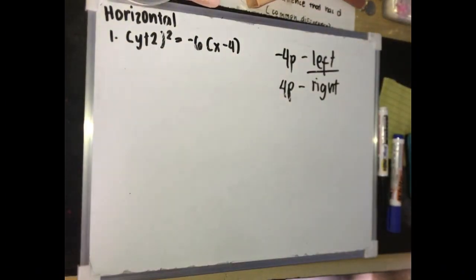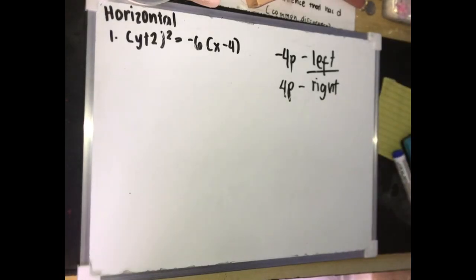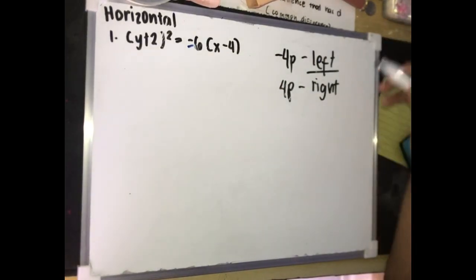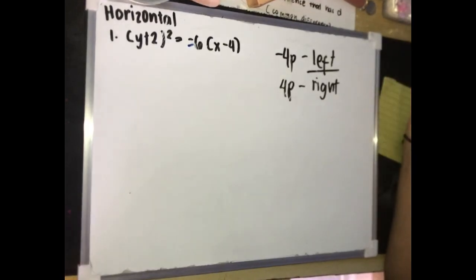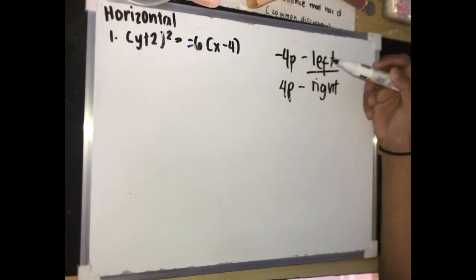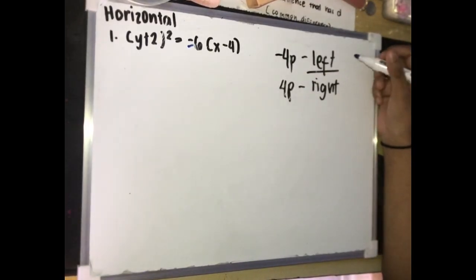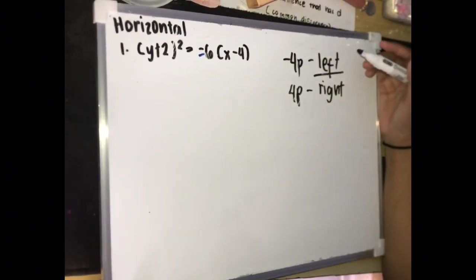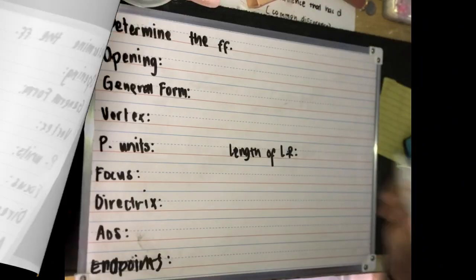So to determine the opening of this equation, we're going to look at the given. So it is negative 6. As you can see, it is negative. So here are the formulas na recent na discuss ko. Kapag negative 4p, it opens to the left. And kapag positive 4p, it opens to the right. So basically, the equation number 1 opens to the left.